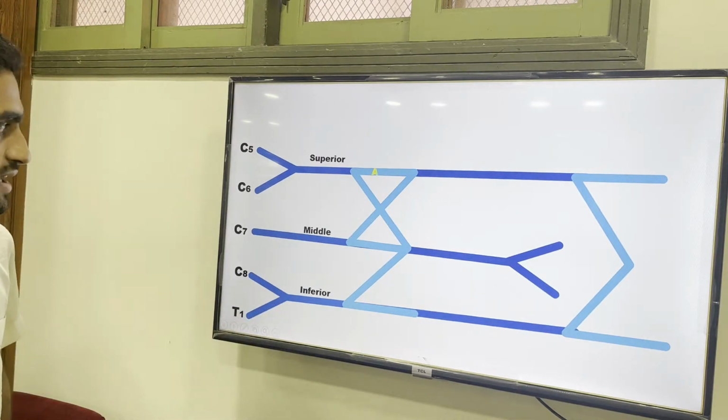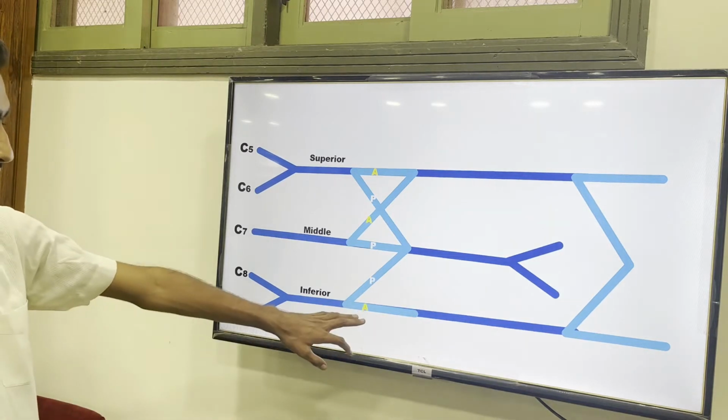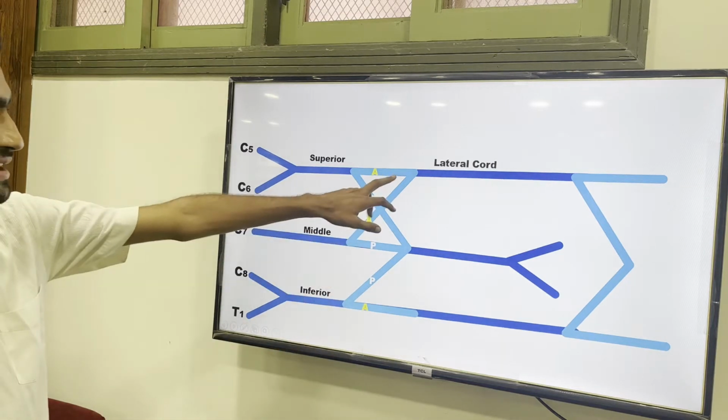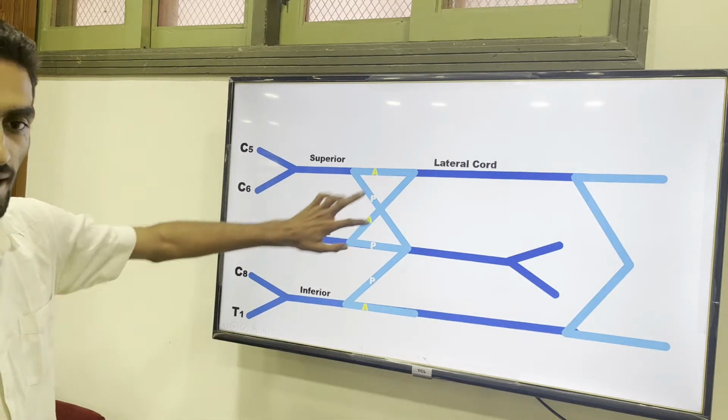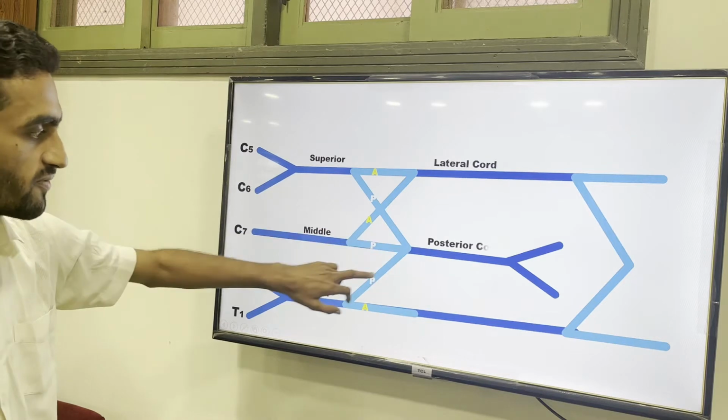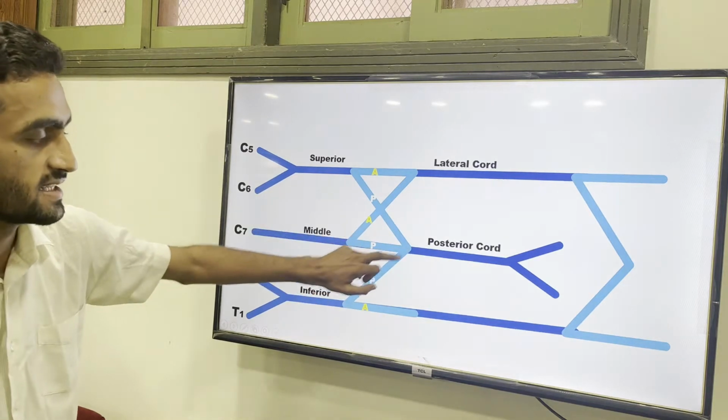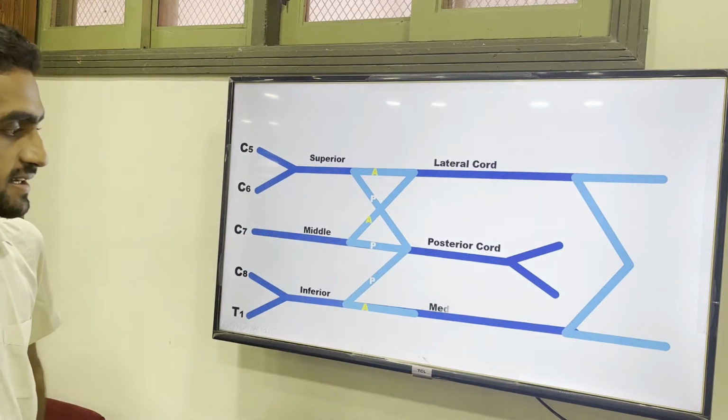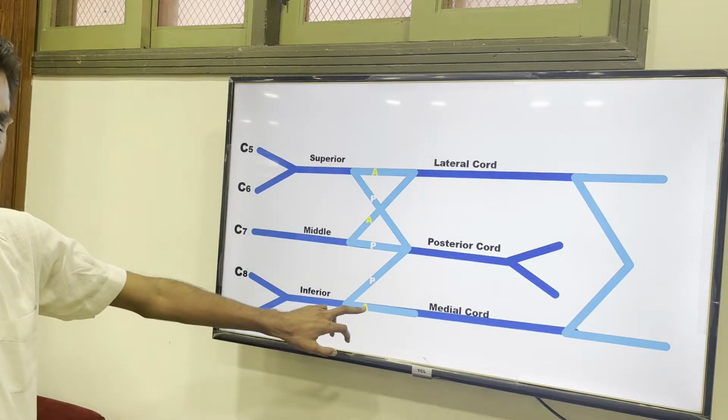Inferior trunk. And here is anterior and posterior division, anterior and posterior division, posterior anterior. You can see here the lateral cord is formed by the upper two, and the posterior cord is formed by all 3 posterior divisions. One is here, one is here, one is here, and the medial cord is formed by only the last one, the anterior.